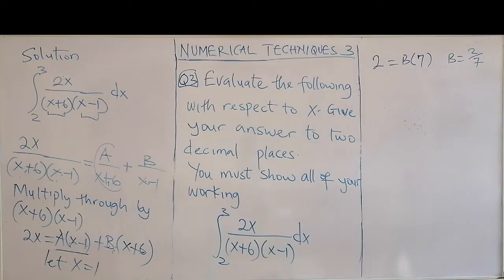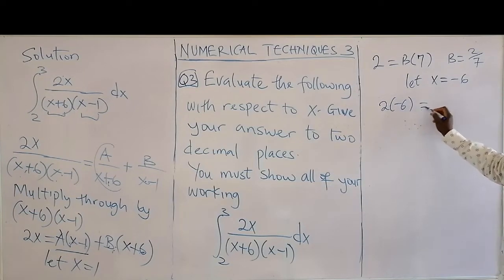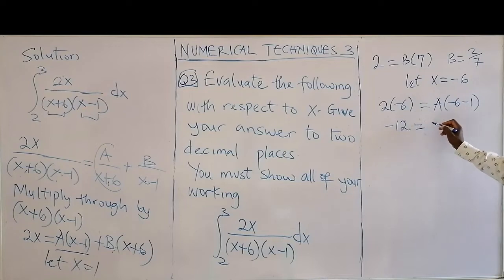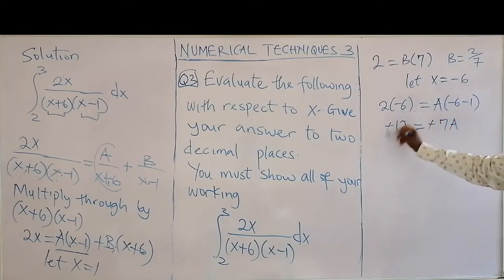Let's repeat the process. Let's cancel the expression x plus 6, which can be done by letting x be minus 6. Then we can get the A value. 2 times minus 6 equals A times (minus 6 minus 1). That's minus 12 equals minus 7A. The minuses cancel each other, so A is 12 over 7. So we've gotten A and B.